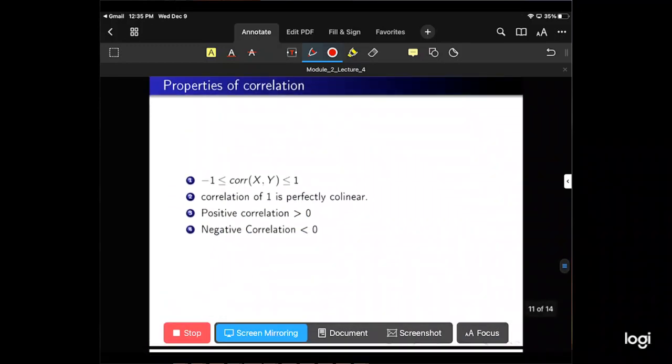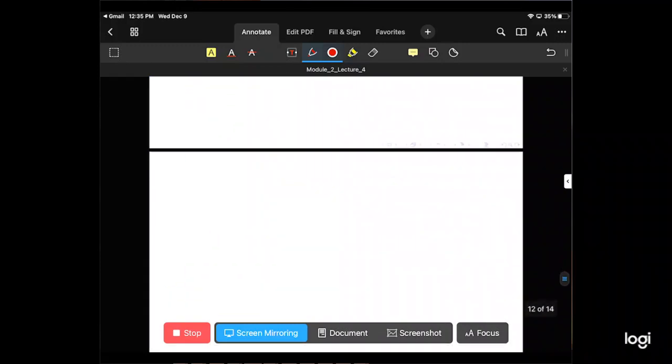The properties of correlation. Correlation is always between -1 and 1. Correlation of 1 is perfectly collinear. Positive correlation is greater than 0. Negative correlation is less than 0. Let's draw some correlations.